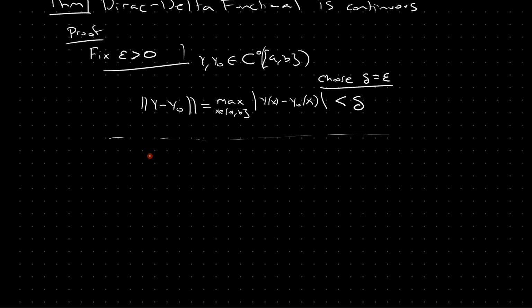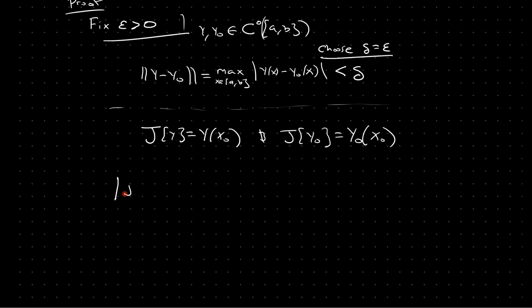And so this is clear if you look at the value of the functional, j of y. It's the Dirac delta functional, so this is going to be just the function y evaluated at x naught. And the value j of y naught, evaluated at the function y naught, is the value of y naught, this function, at the point x naught. So the absolute value of j of y minus j of y naught is equal to the absolute value of y of x naught minus y naught at x naught, because that's the value of each one of these individual functionals.